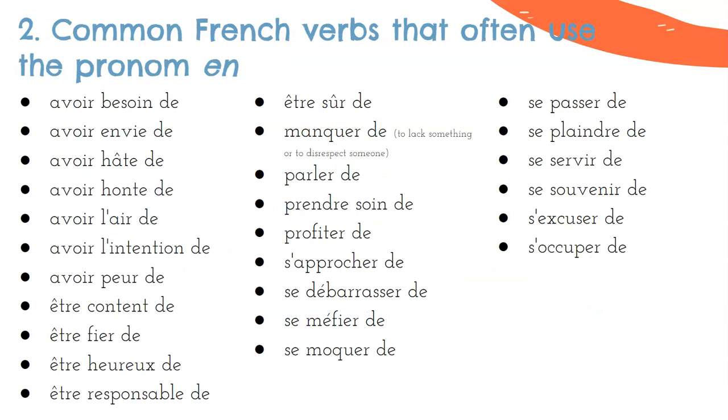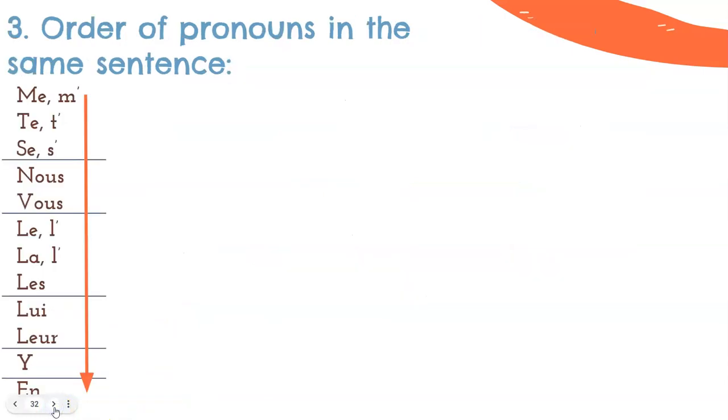Here are some common French verbs that often take the pronoun en. Again, you're going to notice probably right away a really common factor between all of these, and that is ending with de. So there are many expressions in French that end with de, right? We learned a lot of them even back in French 1 with our avoir expressions. So take some time to look over these, write down any that you don't already know, and then we can talk about what is the order of pronouns in the same sentence.